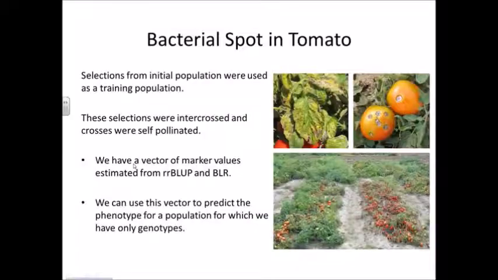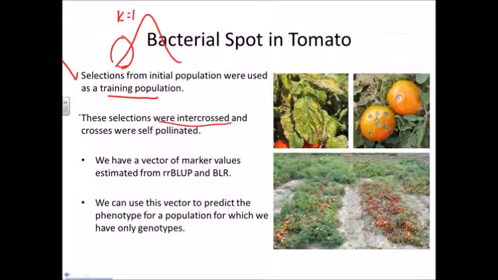Still going to focus on the bacterial spot data. And what we've done up until now is that we've talked about selections from our initial population that were used as a training population. So we made some selections. We had that population distribution. We decided that at k is equal to 1, there were individuals that we were going to keep. So we take those selections, we intercross them, and then we self-pollinate them. So now we have a new population. It's related to the old population. Essentially, the best parents were chosen, intermated, and then selfed.